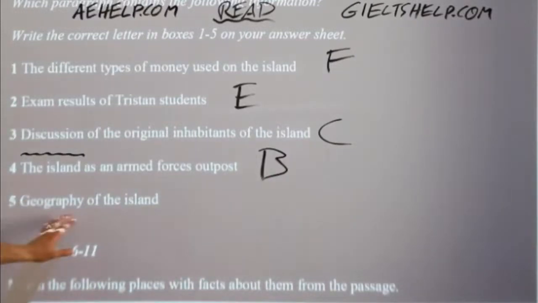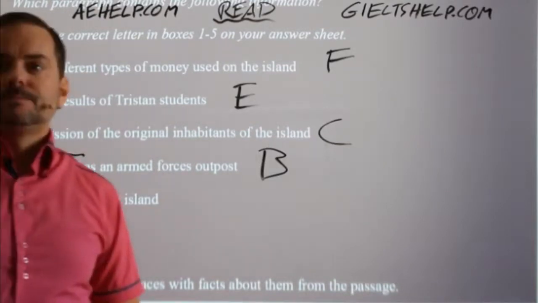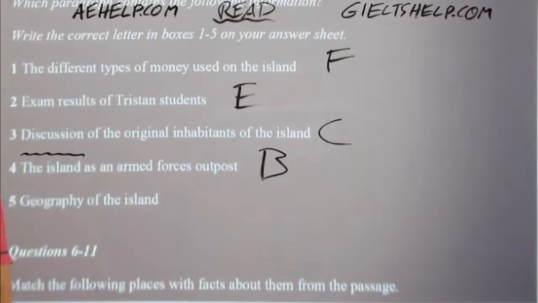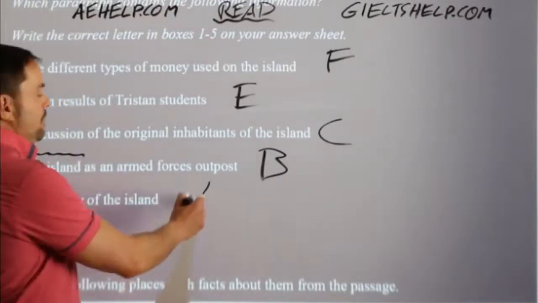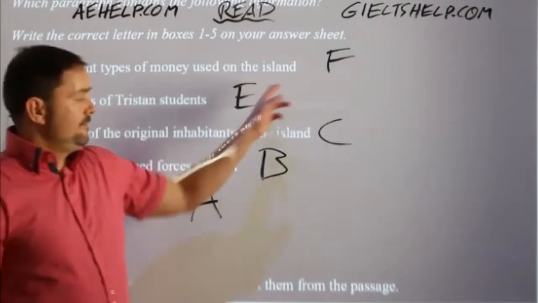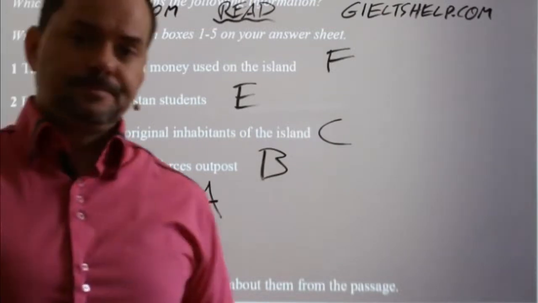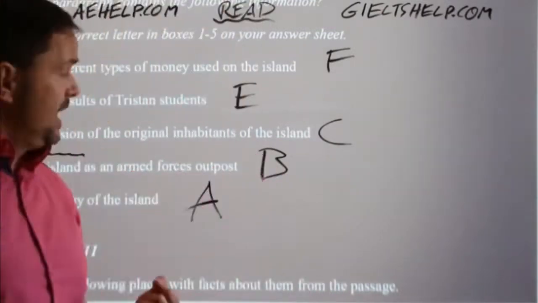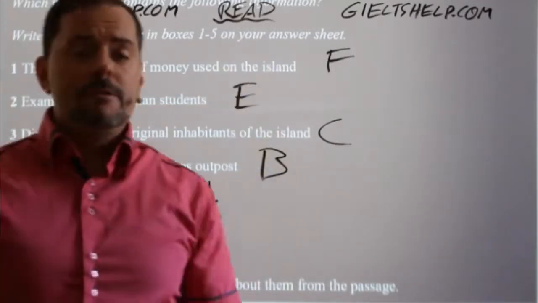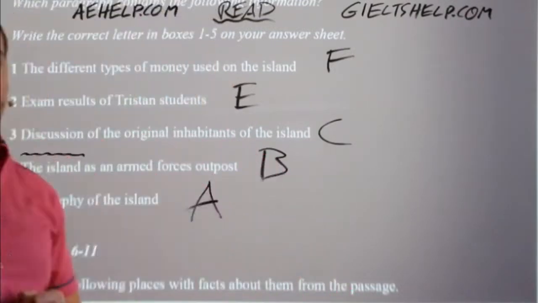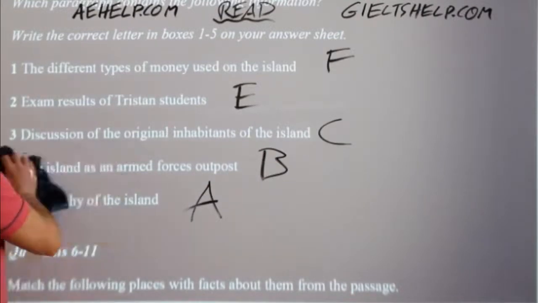Number 5, geography of the island. So where the island is located. Pavan says number 5 is A. That was the first one. It's in the middle of the ocean. And Pavan, you're absolutely right. It is A. Okay? So FECBA. Those are the correct answers. Now, again, when you practice this, there's a good chance that you can answer at least 4 out of 5 of these accurately and confidently without even going back to the passage. Okay? All right. So, let's keep going.